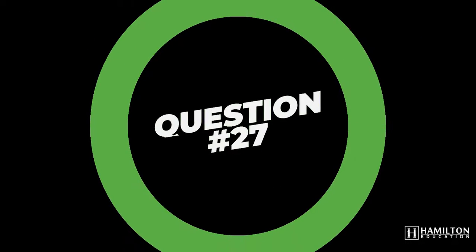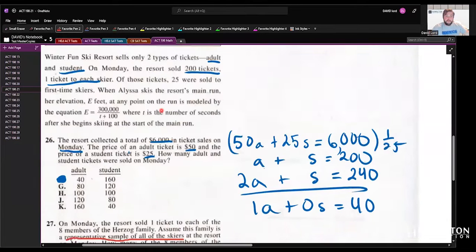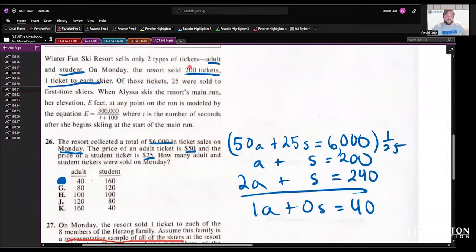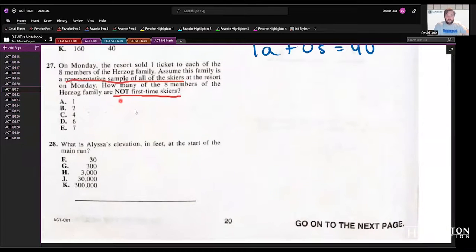Question number 27. On Monday, the resort sold 1 ticket to each of the 8 members of the Herzog family. Assuming this family is a representative sample of all skiers at the resort, that means that we can apply the values of the sample to the equation. How many of the 8 members of the Herzog family are not first-time skiers? So if you go back up to here, it said that of the 200 tickets, 25 were sold to first-time skiers. So we can use that to our advantage.